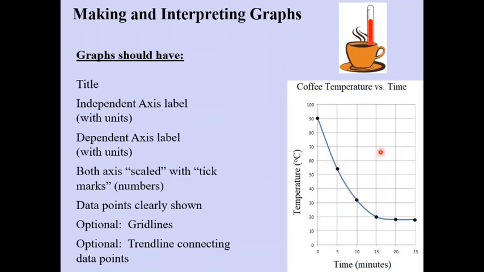If you're using graph paper, obviously those are going to be pre-made. And then the other thing that's an option here, but it's nice, is a trend line that connects the data points. So in this case, there's a nice smooth curve that sort of interpolates what the temperature would be in between our data points. We're sort of guessing that this would be a smooth curve like this. So this is an example of a nice graph. It's very clear, and everything is labeled correctly. It's very easy to interpret a graph like this when it's made correctly.